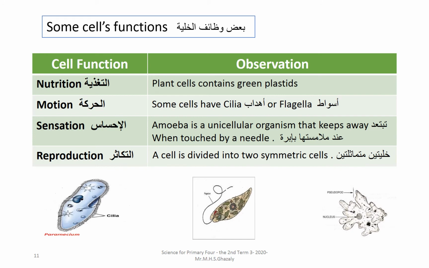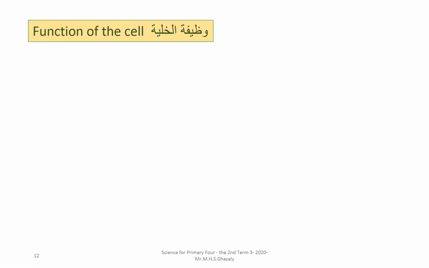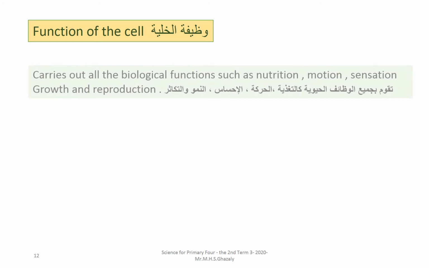Reproduction التكاثر: a cell divides into two symmetric cells، أي أن الخلية تنقسم إلى خليتين متماثلتين، وهذا يؤدي إلى زيادة العدد أو التكاثر. The function of the cell وظيفة الخلية: carries out all the biological functions such as nutrition, motion, sensation, growth and reproduction. تقوم بجميع الوظائف الحيوية كالتغذية، الحركة، الإحساس، النمو والتكاثر.